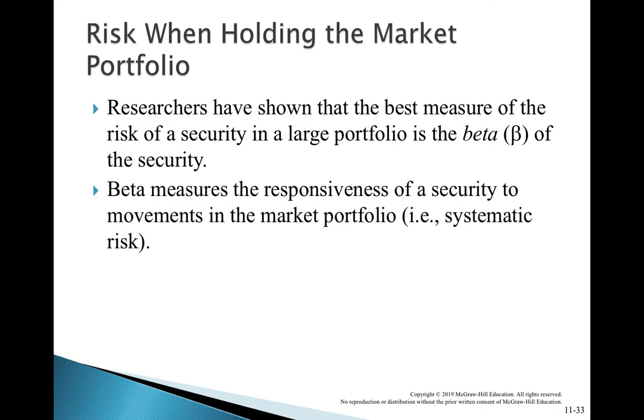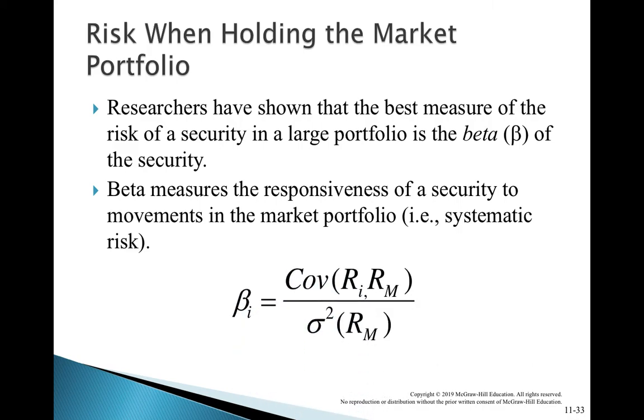Beta measures the responsiveness of the security to the movement in the market portfolio. Normally, if it is a larger portfolio, as we have seen in the previous graph, where N is the number of stocks, if N is larger, then your unsystematic risk is normally minimized. Then what remains is the systematic risk. And the best measurement of systematic risk is beta. How do we calculate the beta? Covariance of the stock with the market divided by the variance of the market, the standard deviation of the market squared.